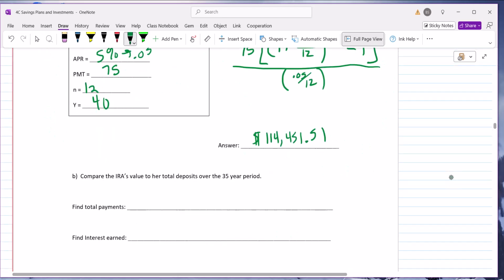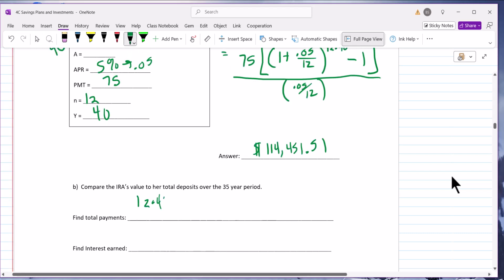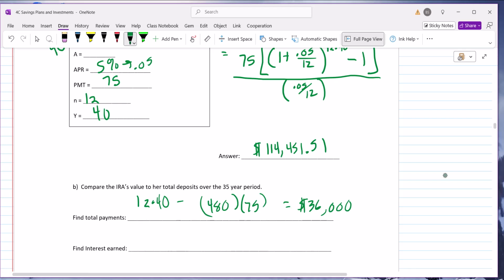So now, total payments, well, you're making 12 payments times 40 years. So if you take 12 times 40, you can do this all in one step too. 12 times 40 just means that you are going to make 480 payments, and those payments are $75, okay? So if you do the 480 times 75, you made $36,000 in payments. So you wanted to get that answer. Okay, a 40-year loan or a 40-year savings account with monthly payments, you're going to make 480 payments.